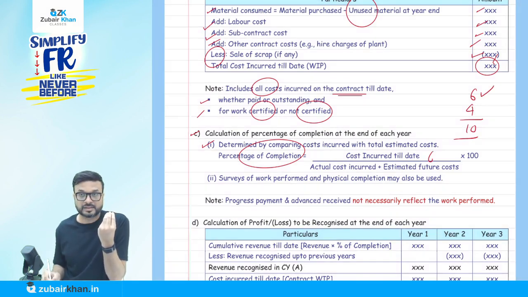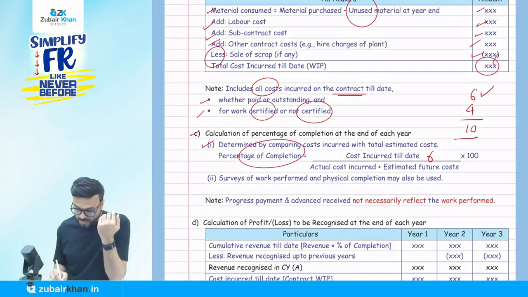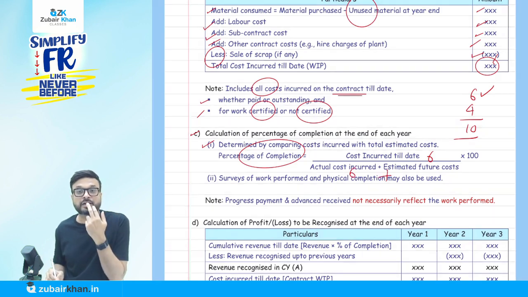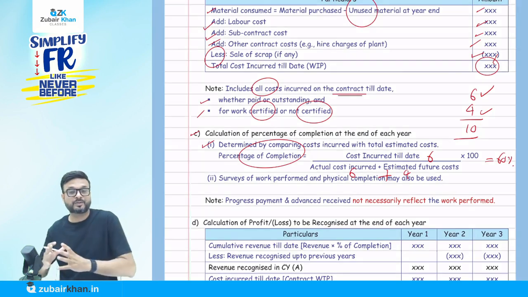So I will write it down here: 6. Now they say divided by actual cost incurred 6 plus further estimated cost, that is 4. So I will plus 4. Multiply by 100, that will come here, in my case 60%.